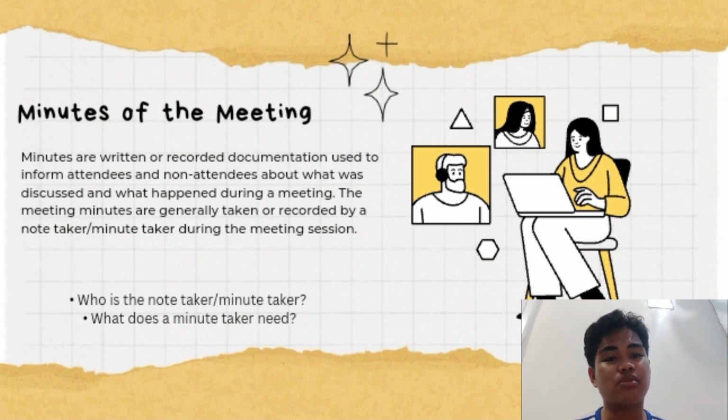Now let's address a couple of key questions. Who is the note taker? It's someone responsible for writing down the important details or important points during the meeting. So what does a minute taker need? They need good note-taking skills, attention to detail, and the ability to summarize information effectively.